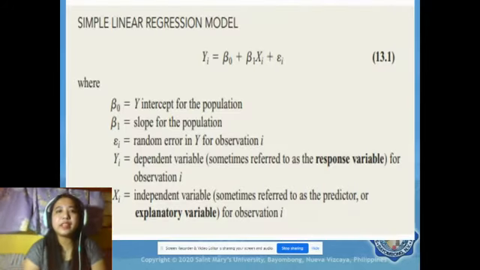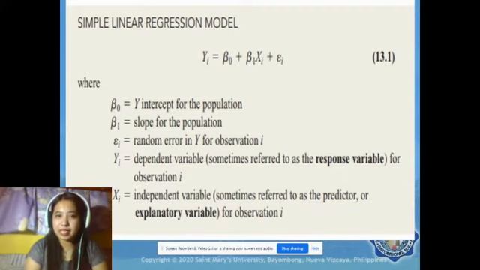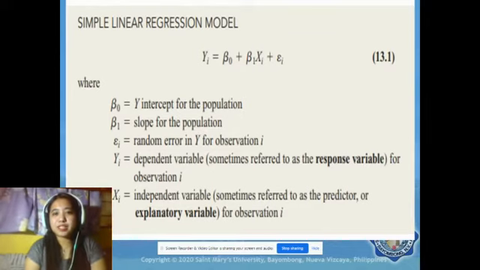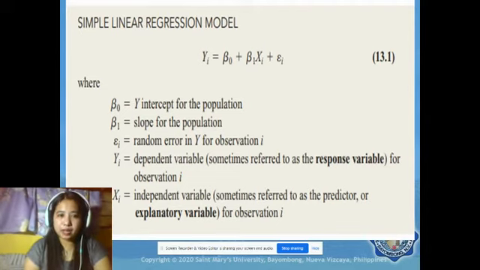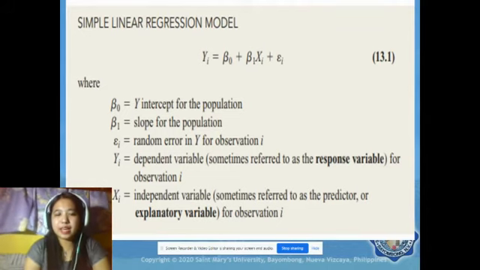To further explain this, this is the simple linear regression model where the equation is y sub i is equal to b sub 0 plus b sub 1, x sub i plus e sub i. However, we exclude e sub i whenever we are generating our simple linear model. So b sub 0 is the y-intercept, and b sub 1 is our slope. x sub i is the independent variable, and y sub i is the dependent variable.